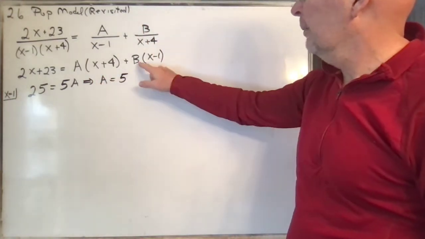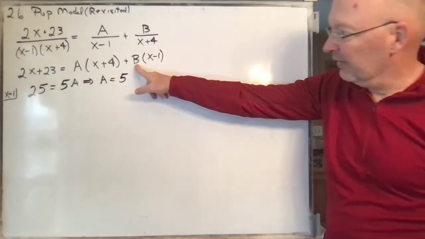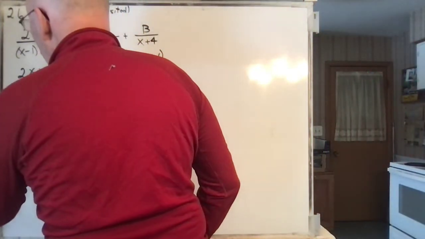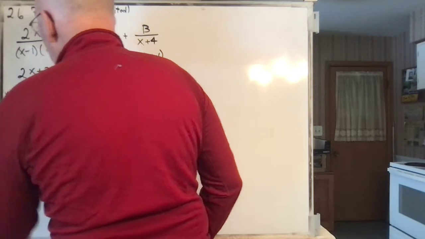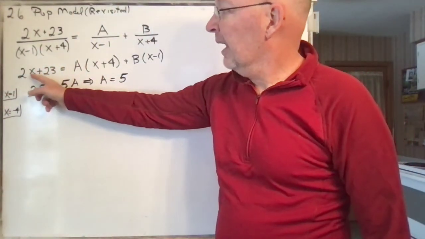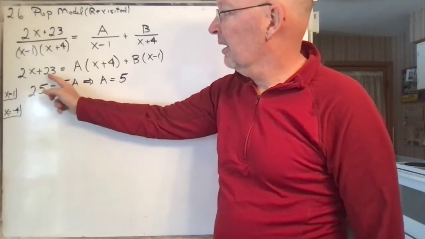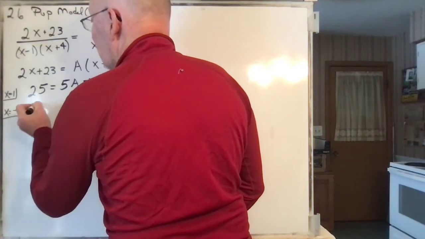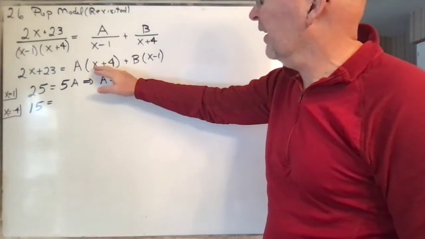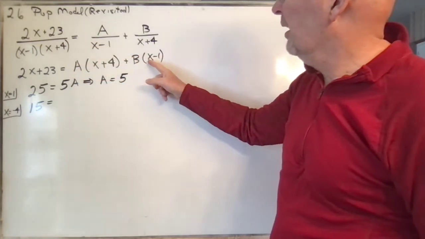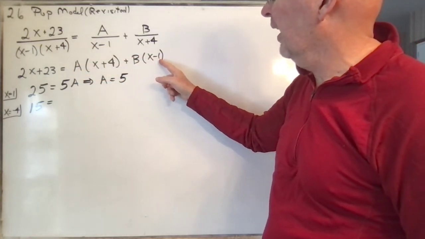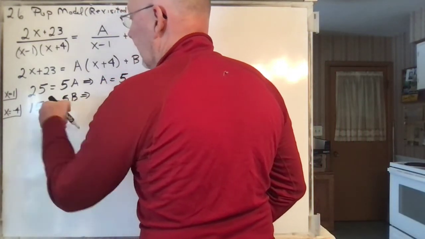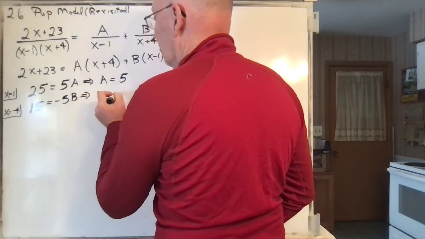Now, how do we find b? What's the other judicious choice of x? Do you agree if we let x be equal to negative 4? It should work. Let's do it. Negative 4 times 2 is negative 8. Negative 8 plus 23 is positive 15. And on this side, if x is negative 4, this all goes away. Negative 4 minus 1 is negative 5, so it's going to be negative 5b. Negative 5b, and you divide through by your negative 5, and you get b is equal to negative 3.